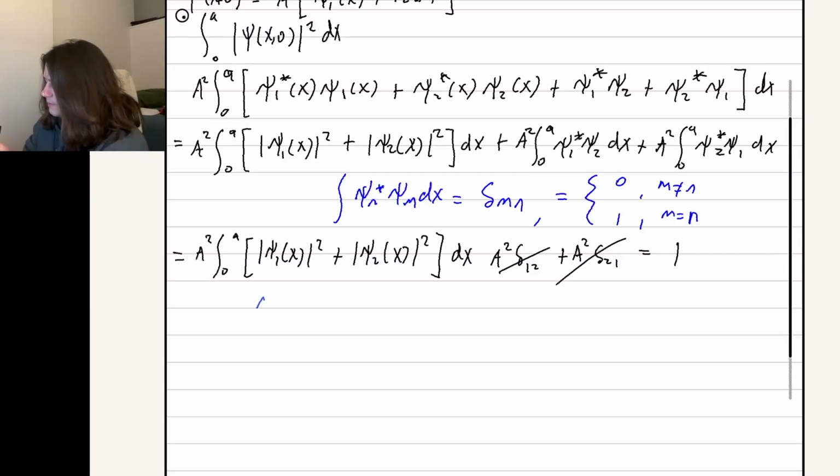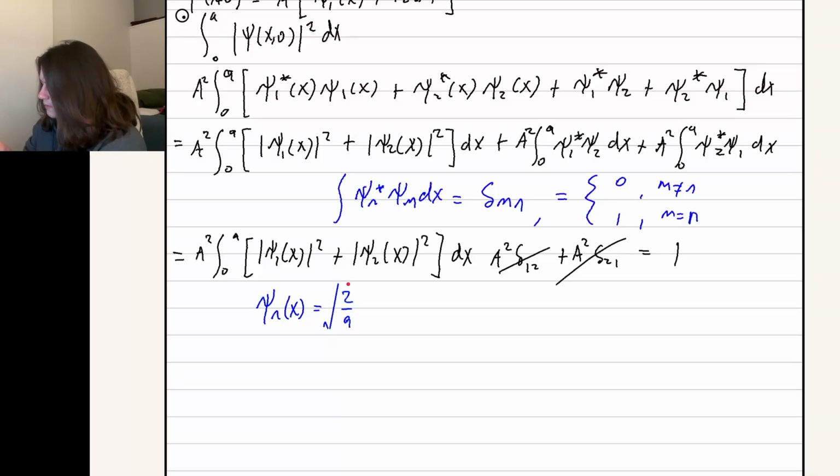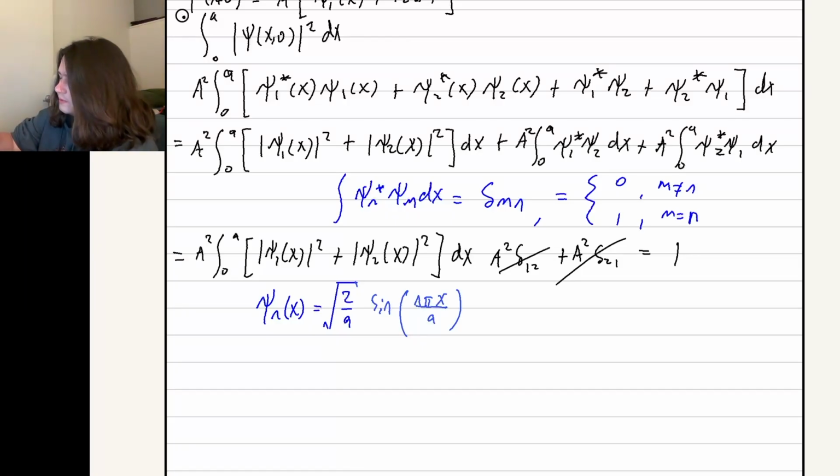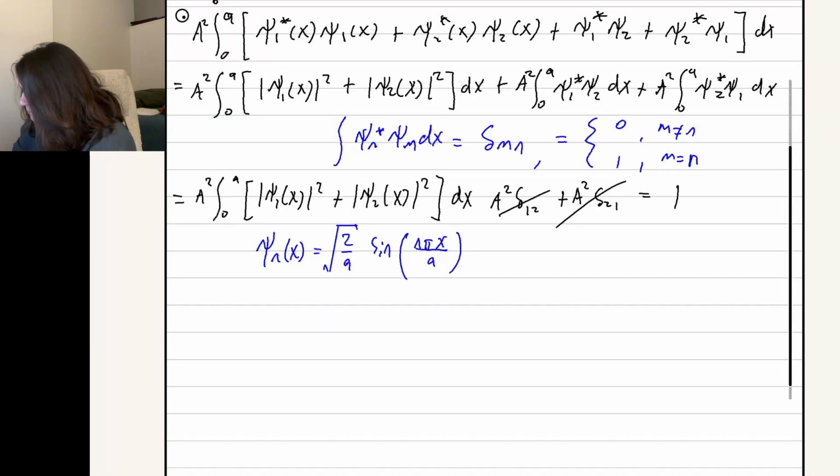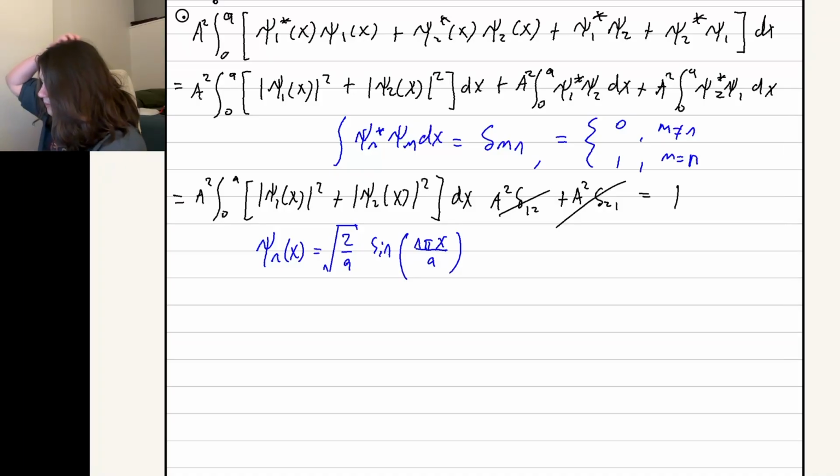Now, the wave function in position space for state n, psi n of x, is equal to the square root of 2 over a times sine n pi x over a. These are the solutions for the particle in a box. So just using that, we are going to get some forms for these. I'm going to move a squared to the other side, actually, so it's going to be 1 over a squared over here.